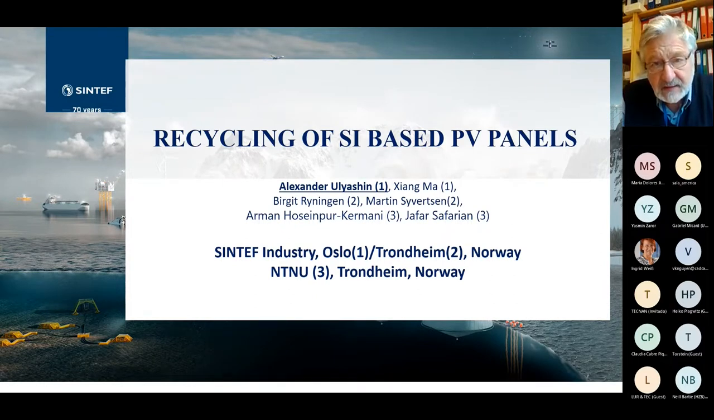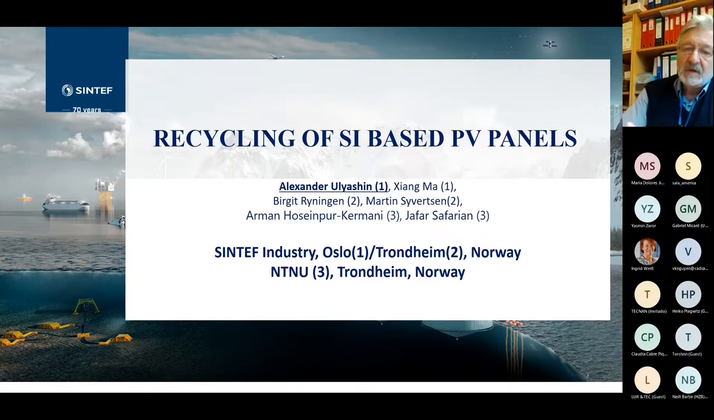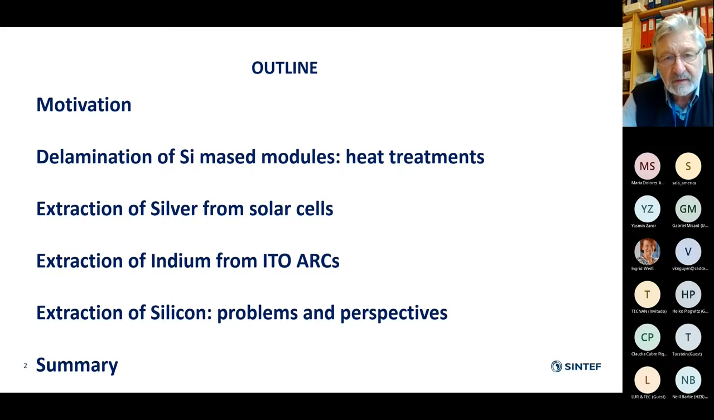So I will present some selected results from recycling related activity, which we were doing for more than 3 years in the frame of SuperPV. So the results will be based on collaborative work with SINTEF Trondheim, since I'm employed at SINTEF Oslo. And we also involved NTNU, the Technical University in Trondheim, to perform some actions related to the SuperPV project. So, a short outline: I will talk along the value chain for recycling: delamination of silicon modules, extraction of silver, extraction of indium for relevant solar cells, and extraction of silicon. And then I will summarize.